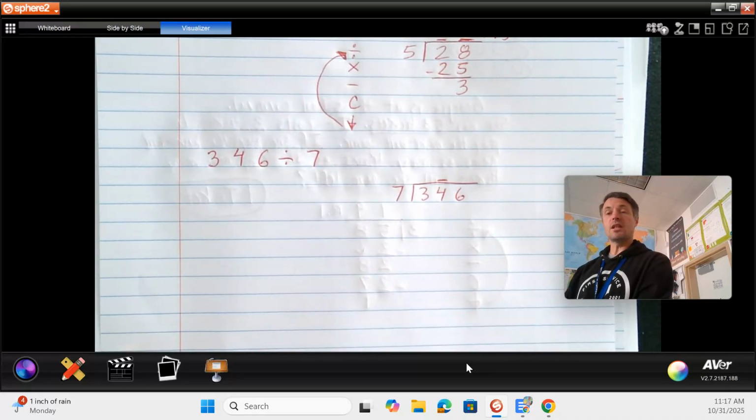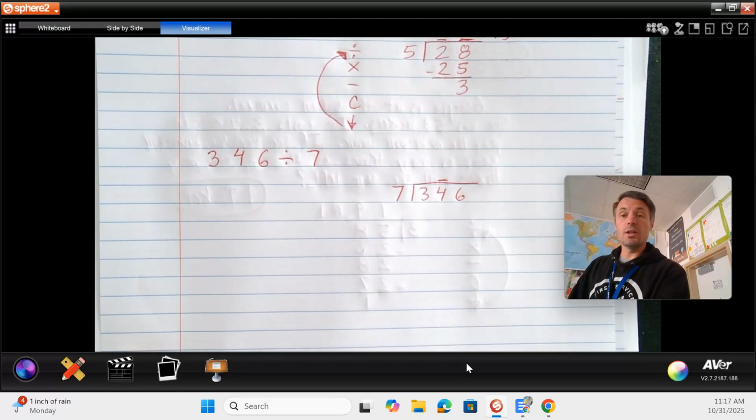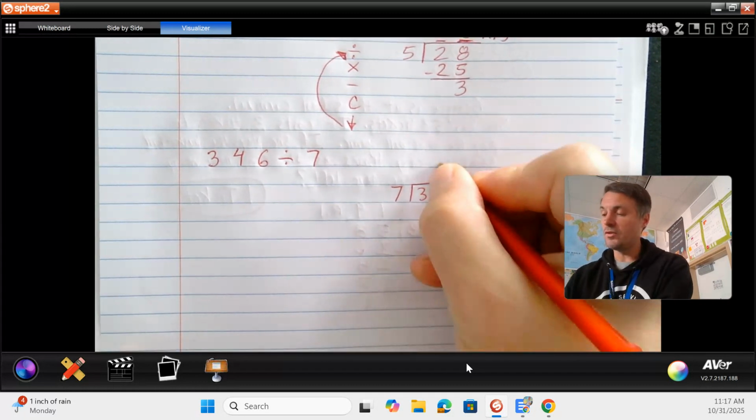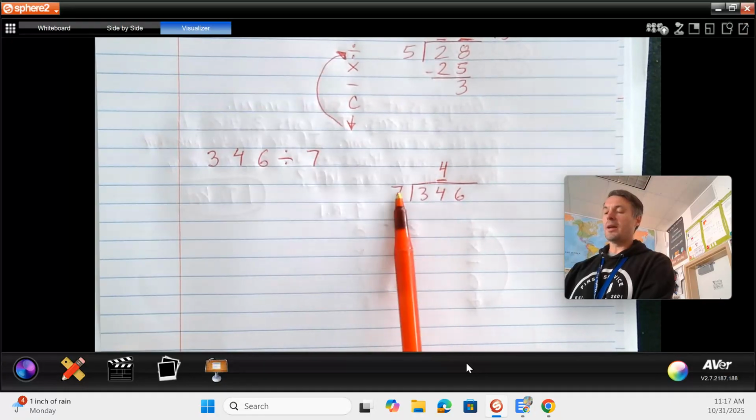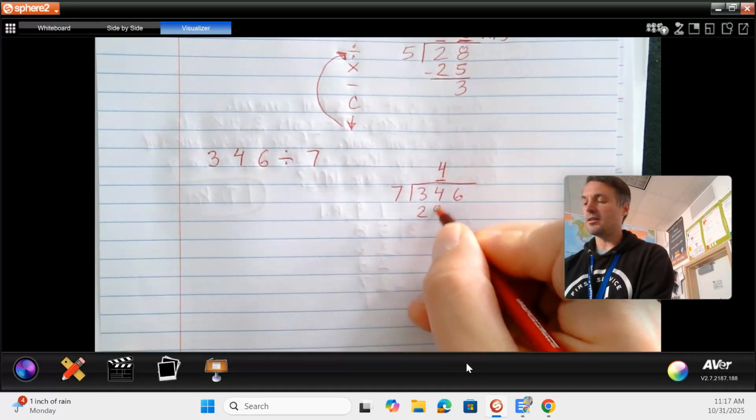Now, how many times can 7 fit into 34? Think about your times tables. 7 times 4 is what? 28. 7 times 5 is 35. So 7 times 5 is too big, so it can only fit in 4 times. Now we do 4 times 7, that's 28.